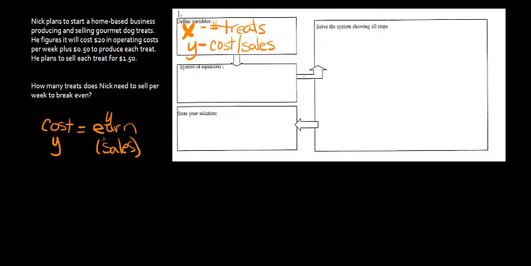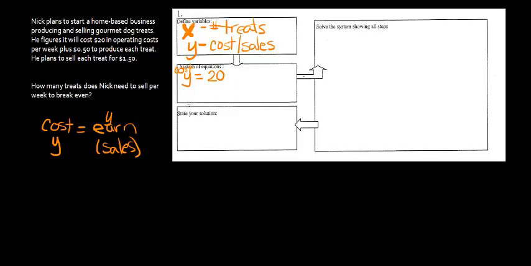Now we have to write the system. We know it costs $20 in operating costs, and then he spends 50 cents for each treat. So let's say here Y is going to be cost, and I'll make a little note, this is cost on this one. Okay, the cost equals $20 in operating costs.